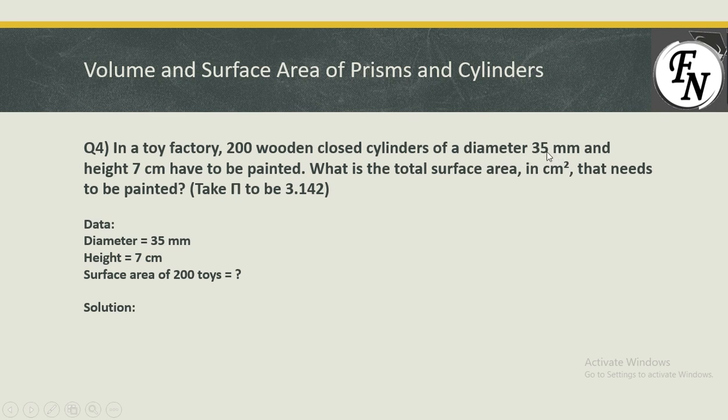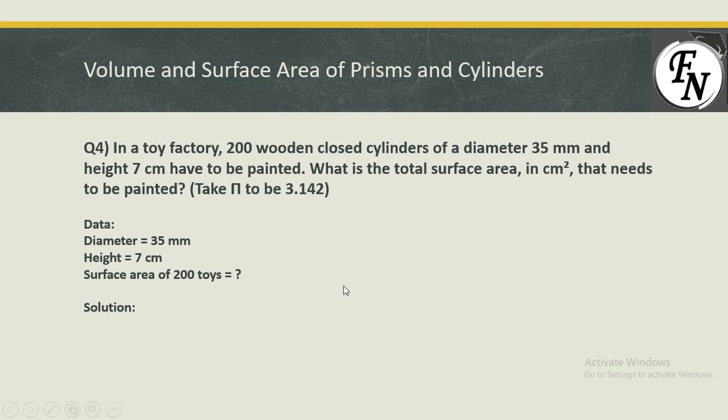We have the diameter here, that is 35 millimeters, and the height, that is 7 centimeters. So we can see that this is centimeters and this is millimeters, so both the values are in different units. I need to convert them into a single unit, and we need to get the answer in centimeters square as stated in the question. We have been given the value of pi, that is 3.142. Now we will not be using 22/7. It may be correct to use 22/7 and we may get the right answer, but in this question it is specified to use 3.142, so we will be using that particular value only.